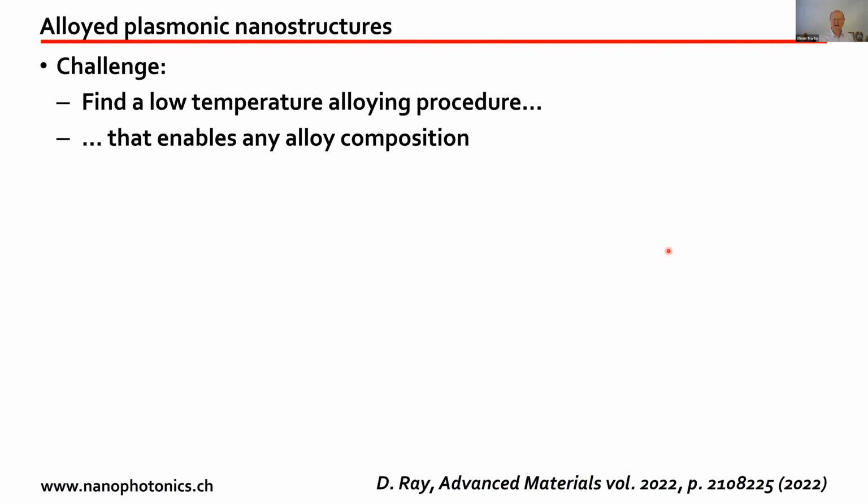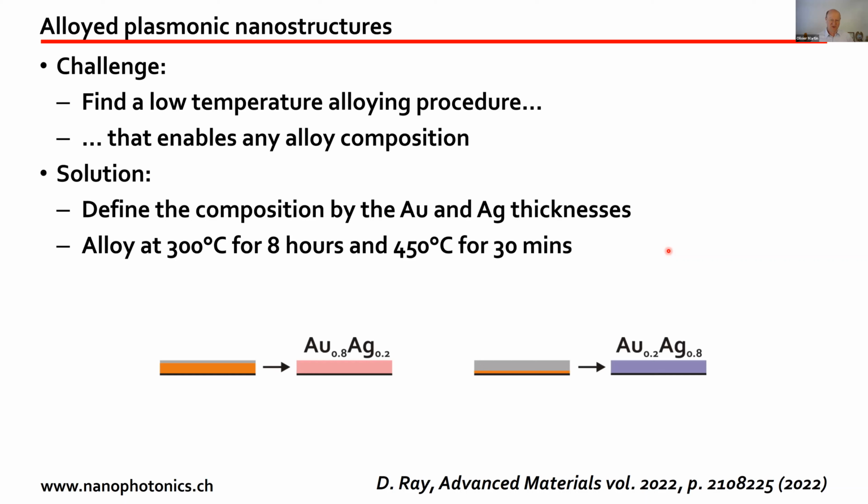So the challenge we set ourselves recently was to find a low temperature alloying procedure where we could keep the shape of our nanostructure and also change the composition very easily. Of course, you could deposit an alloy directly, but that would require a machine with many different targets with many different alloys, and that's very expensive. So the recipe we came up with, and that was really just trial and error, is to heat at only 300 Celsius, so low temperature, but for a very long time, 8 hours, such that both materials will diffuse together.